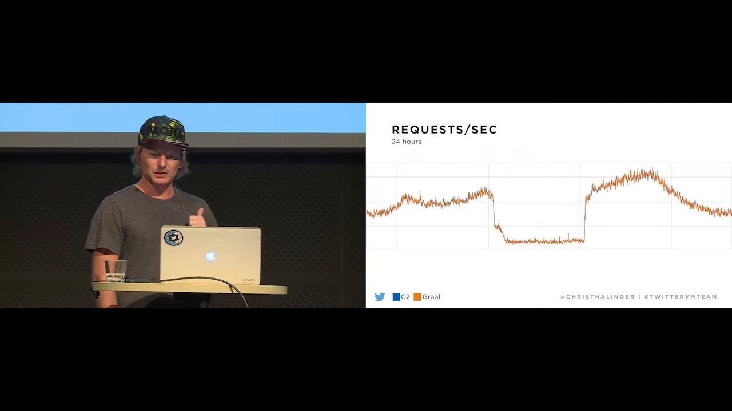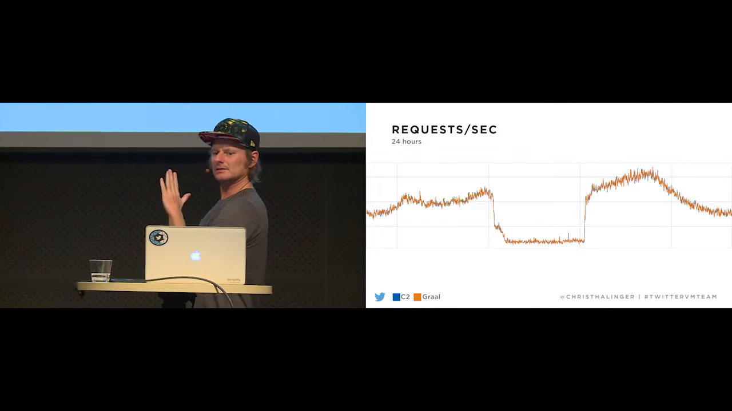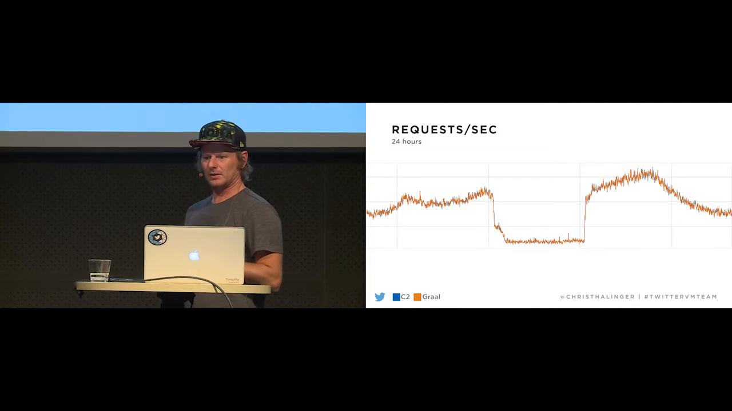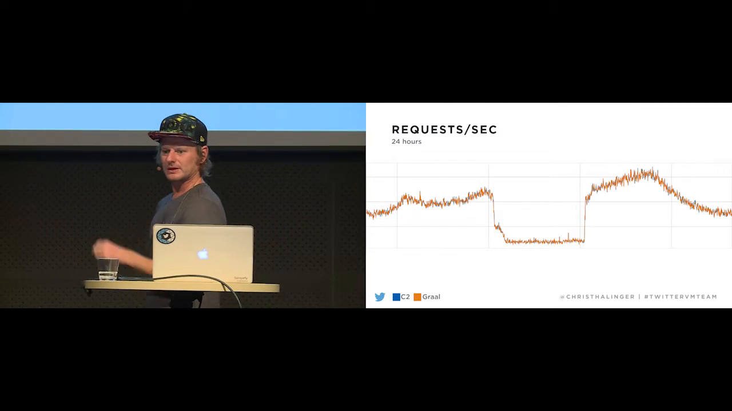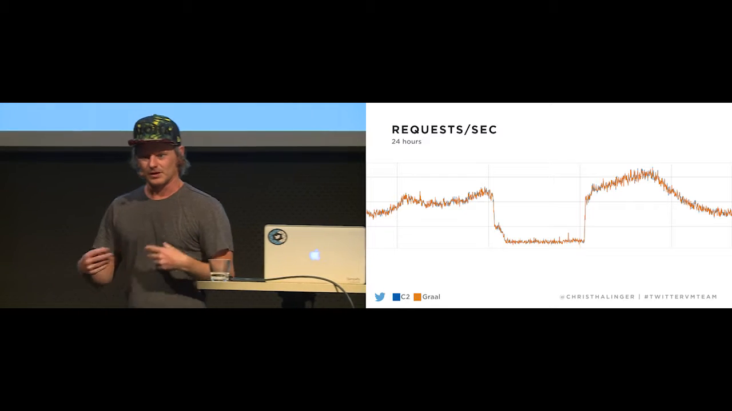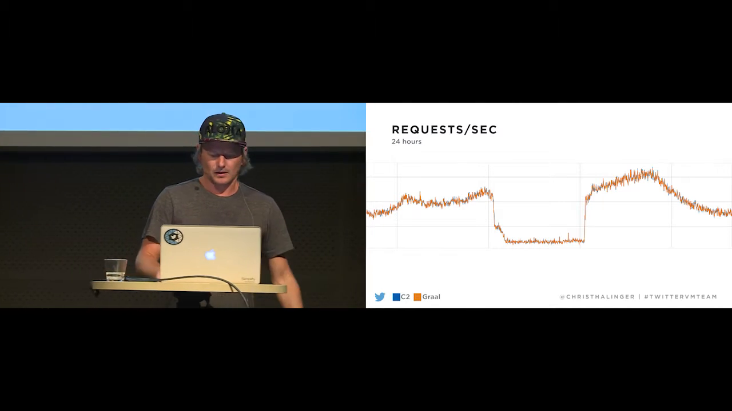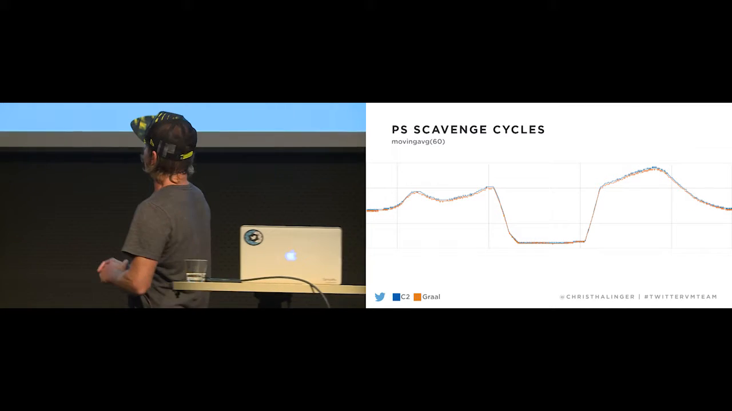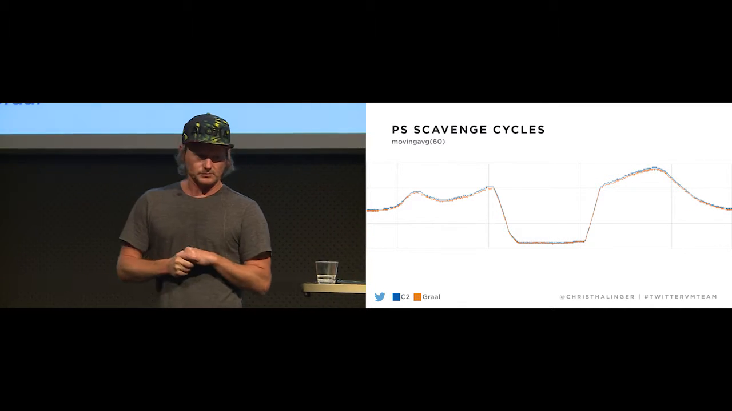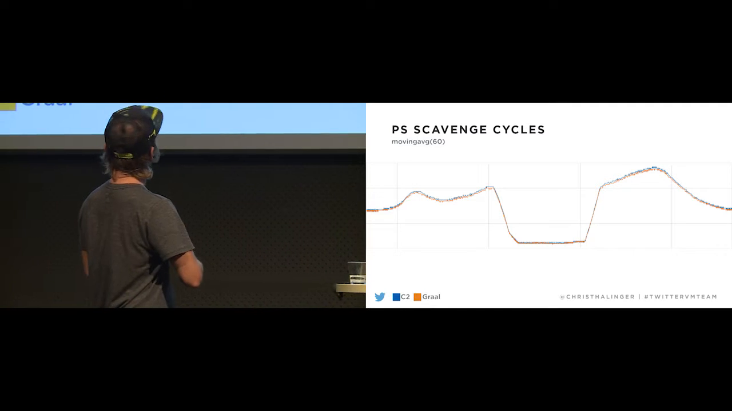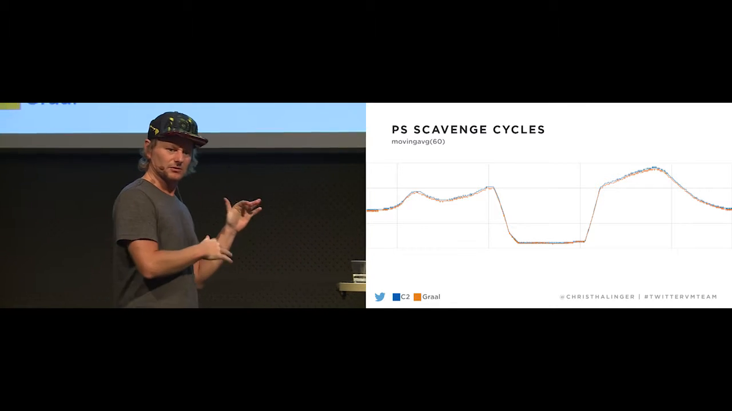One other thing I have to mention is there is no y-axis, and I'm sorry about that, but I'm not allowed to tell you, for example, how many tweet requests, what's our GC latency and stuff like that. I cannot say. Okay, so this is scavenge cycles. And it's a moving average of 60 minutes, so we can see what's happening.